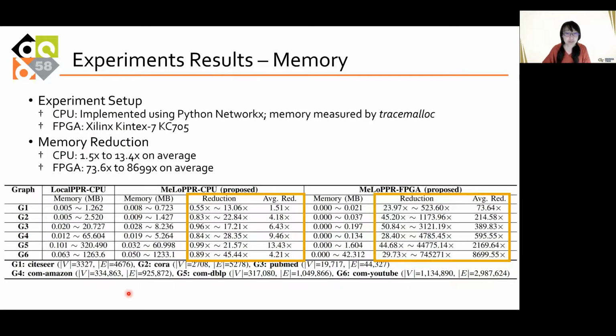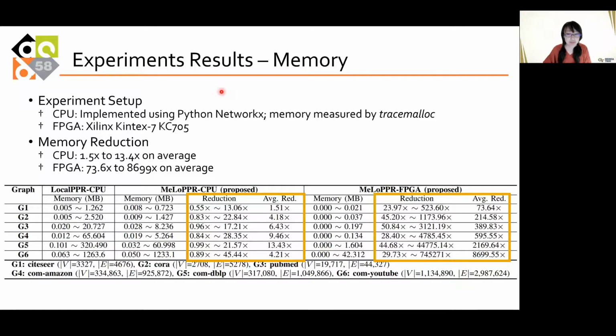So now here comes the final experiment. We implemented the algorithm using Python on CPU and implemented the accelerator on Xilinx Kintex. The baseline is the naive PPR by loading the entire subgraph of length large L.